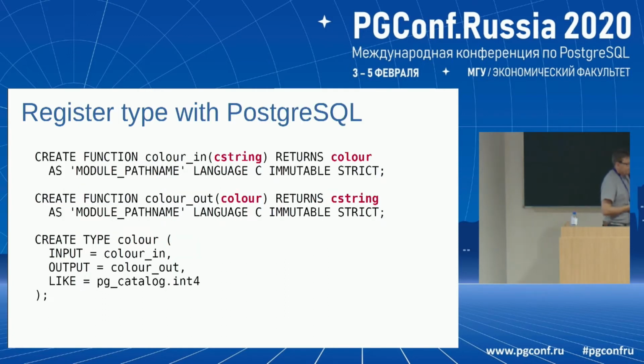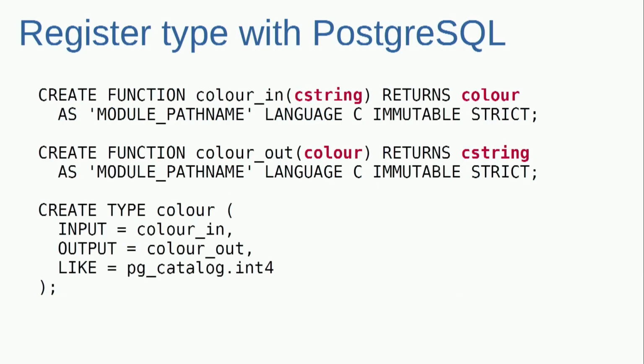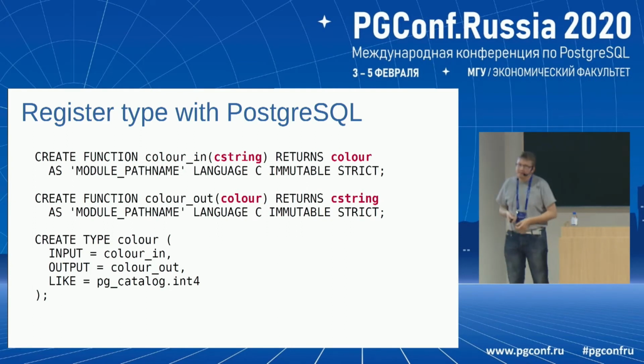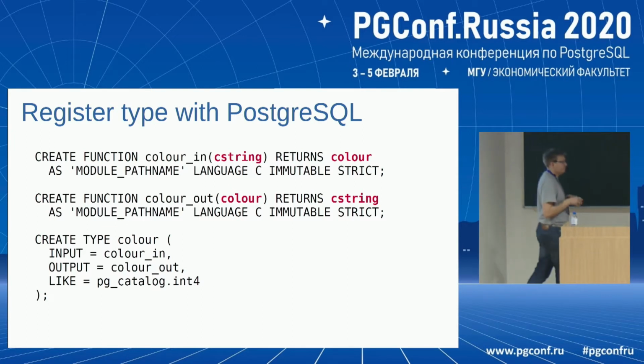So we now have the input and output functions. There's one more thing we need to do. We have to tell Postgres about them. Otherwise, they're just C functions. So you have to tell Postgres that there is this function called color_in and color_out. And with the create function command, you can make them callable from SQL code.